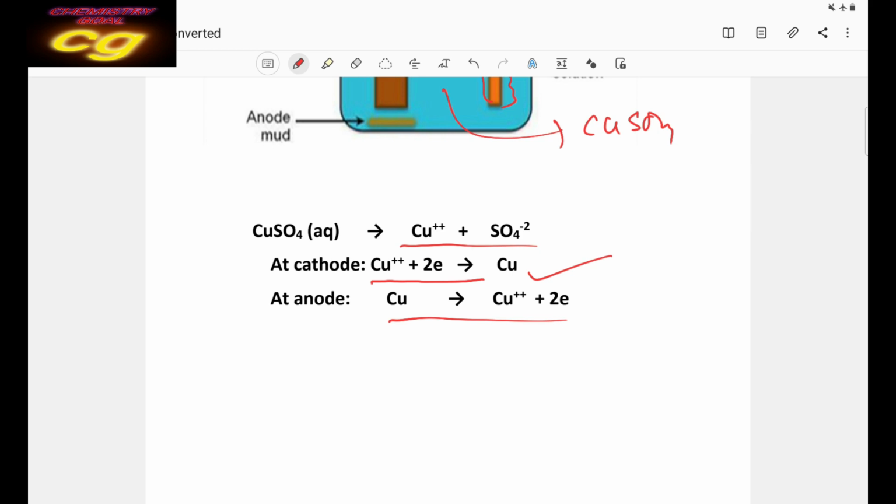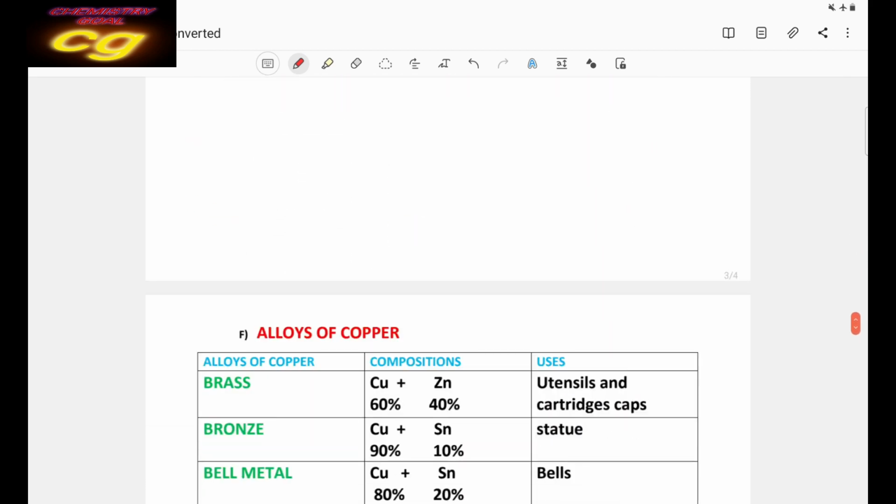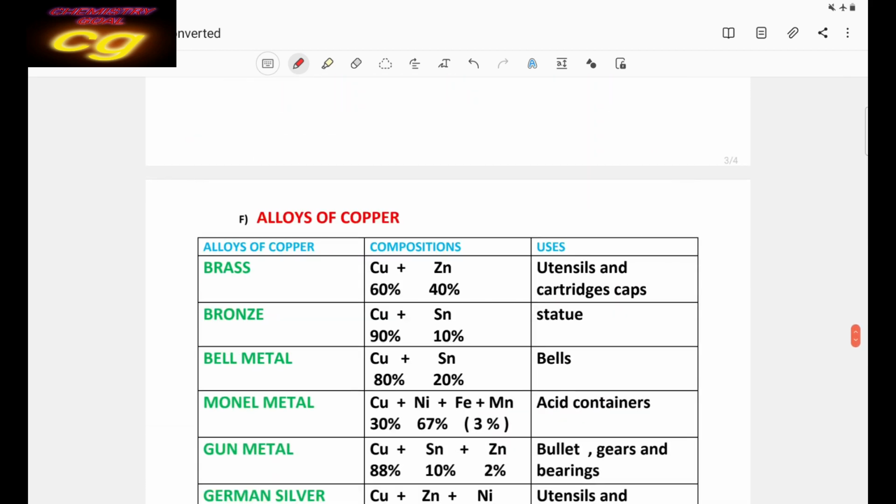This is the oxidation and reduction reaction of copper electrode containing copper sulfate solution. So in this way, the impure copper can be purified. Then next is, what are the alloys of copper?